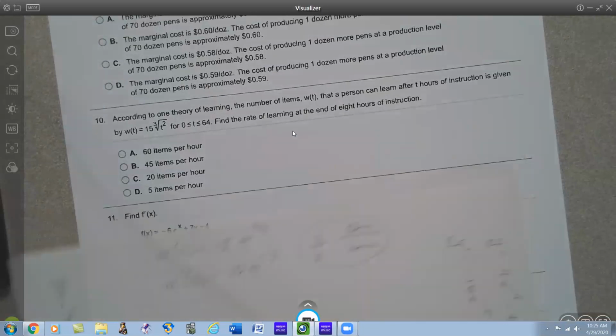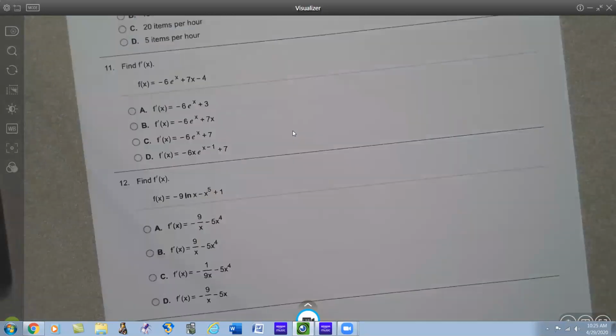So 11 and 12, the only issues here are the e to the x and the ln.